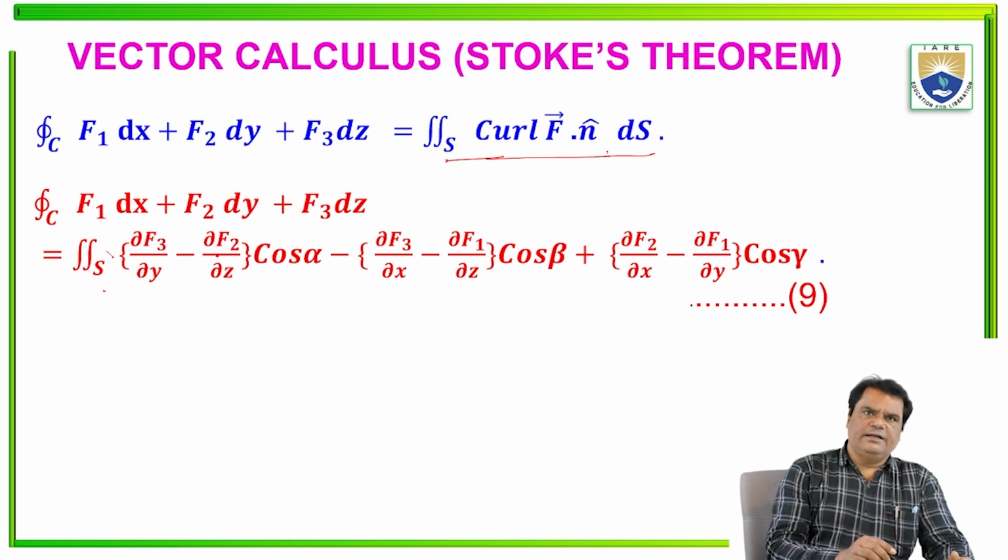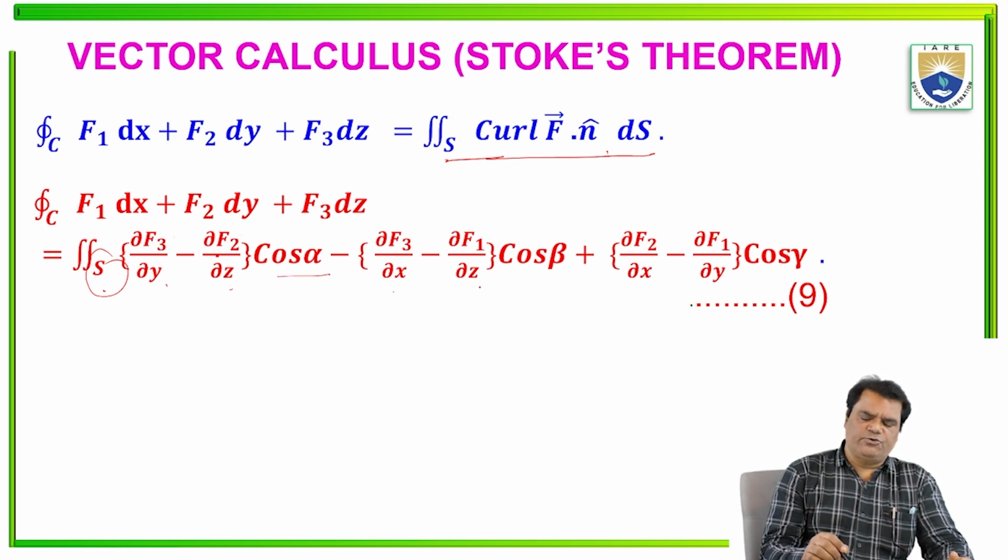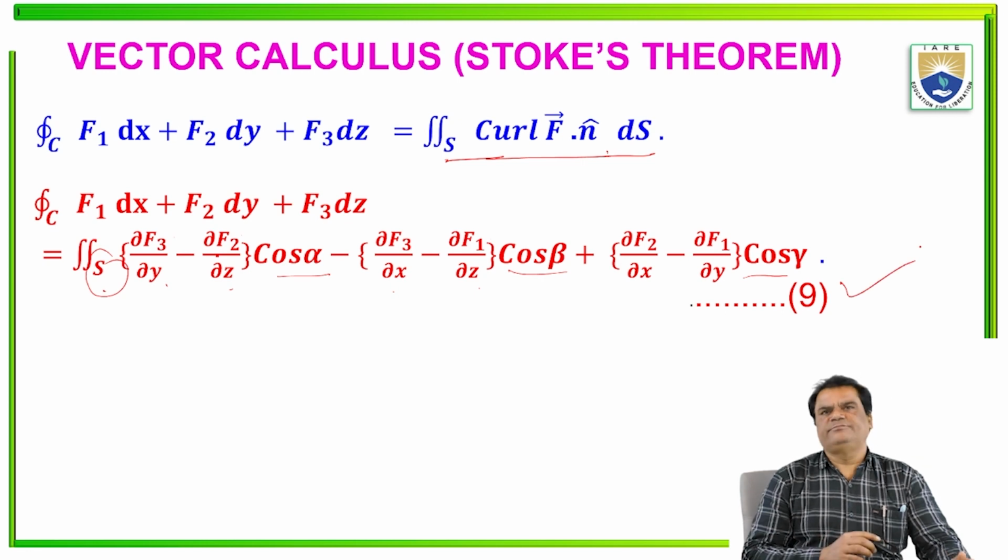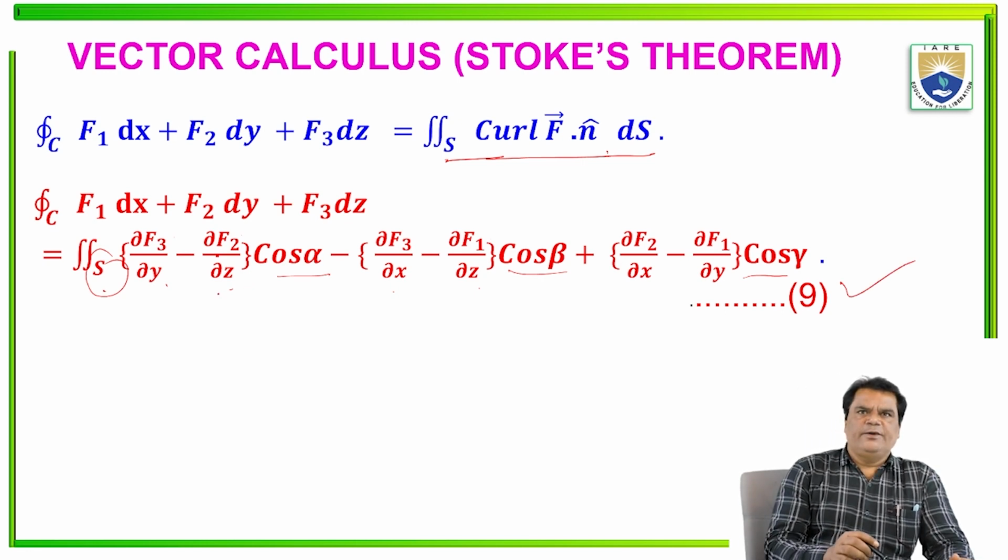Double integration under surface S of (dou f3 upon dou y minus dou f2 upon dou z) cos alpha minus (dou f3 upon dou x minus dou f1 upon dou z) cos beta. In the second term there is no y, no f2. In the first term there is no x, no f1. In the last term there is no f3 and no z, and cos gamma. This is equation 9. So this formula is represented in scalar form.